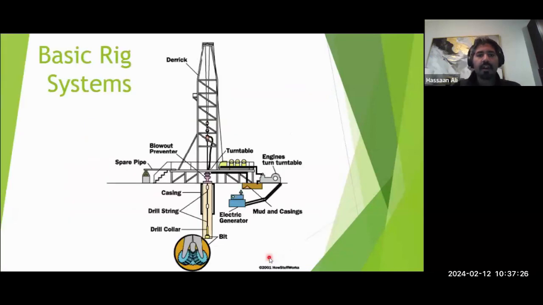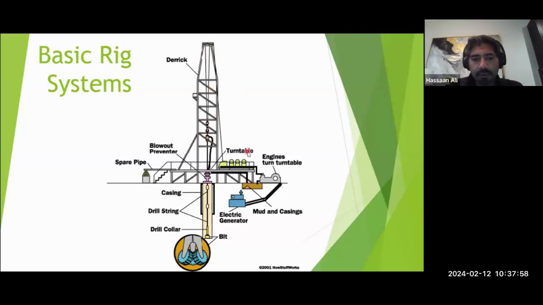What type of drilling hardware are we talking about? This is just to give you an idea of some of the basic systems of a drilling rig. You have what we call a derrick. This is the most iconic piece of a drilling rig. This is something which you can spot miles away. So the derrick is the most significant piece of the drilling rig. It provides all the structural stability, as well as it takes the load off the pipe or casing whenever we are lowering it down the hole or pulling it up from the hole.